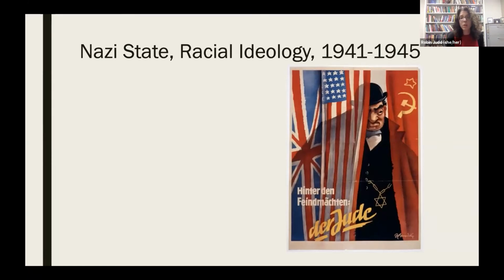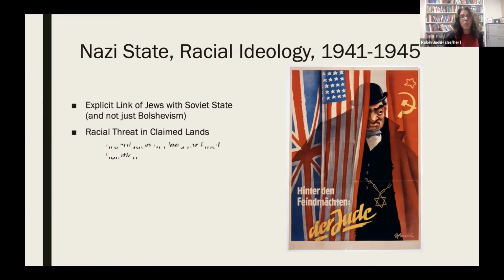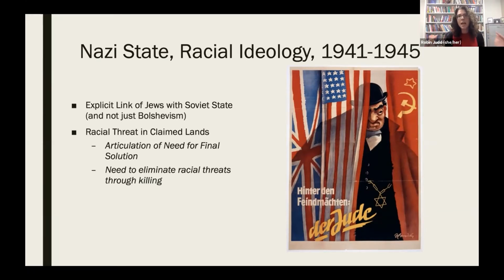and that gets built upon one more time in 1941 to 1945 with the final solution, when we not only have an explicit link of Jews with the Soviet state, but we also have this racial threat that we imagine in all kinds of lands that the Nazis claim for themselves, and an articulation of a need for the final solution, a need to eliminate racial threats through killing.